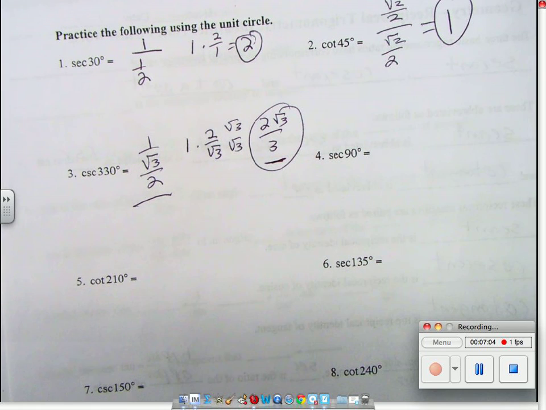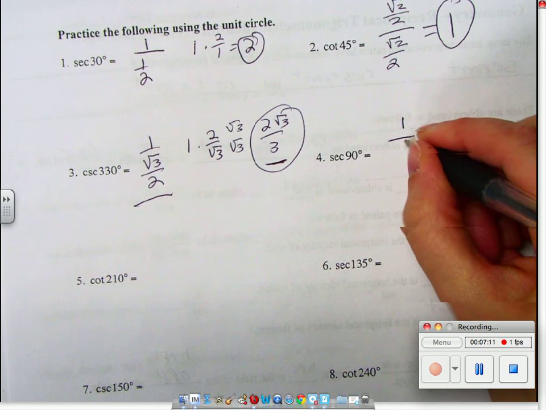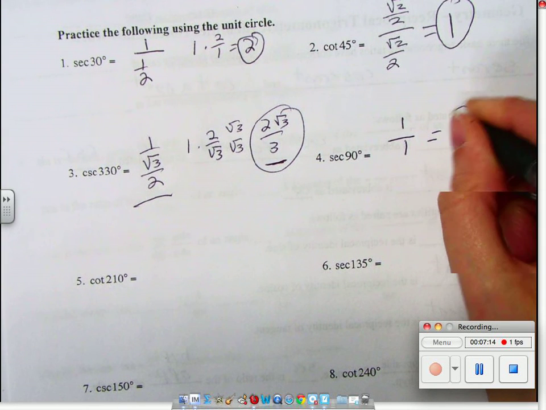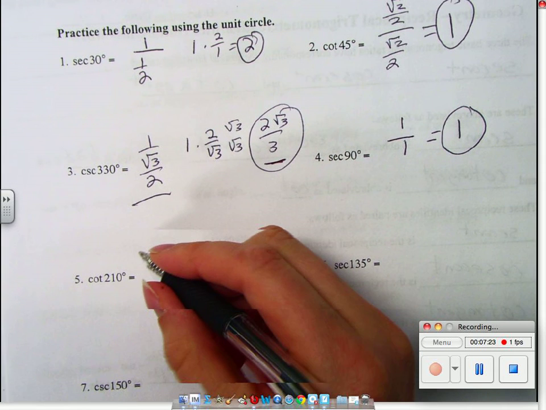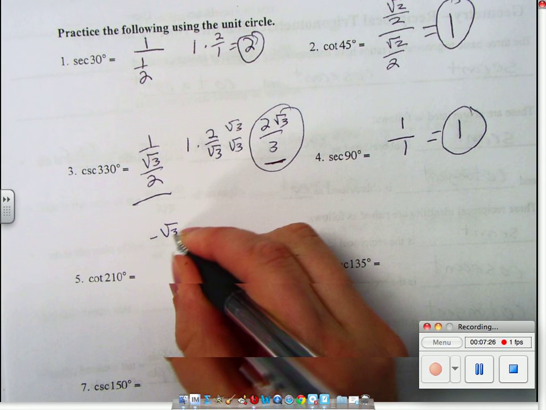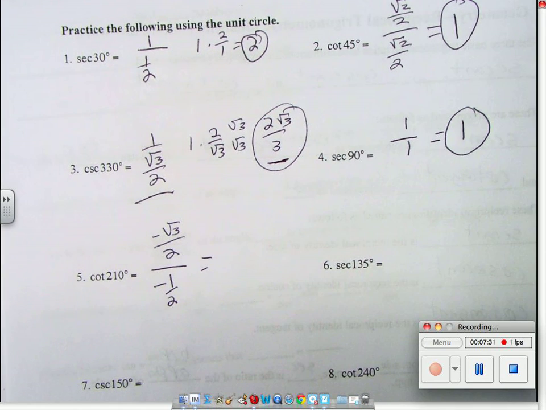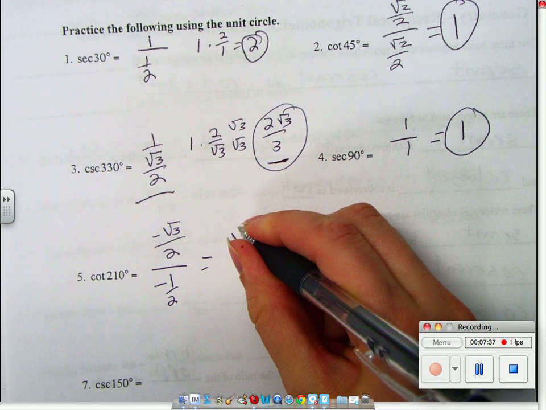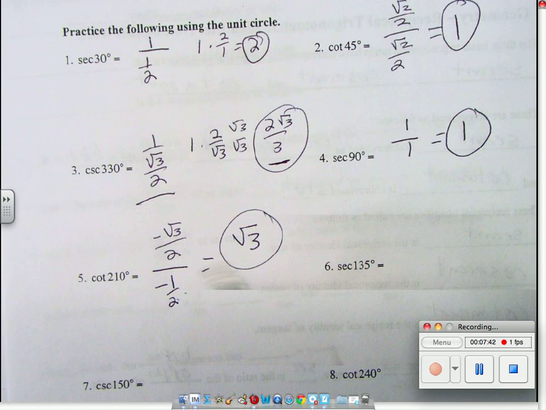Secant of 90 degrees, remember that's 1 over y. So we have 1, the y value is 1, so my answer is 1. Okay, let's look at number 5. We've got the cotangent of 210. So I go to 210, remember it is the x value, negative square root 3 over 2, over the y value, negative 1/2. That should be on your paper. A negative divided by a negative is a positive. Okay, and this is going to give us square root 3 as my answer. You should already have what this answer is on your paper, so you have your shortcut.